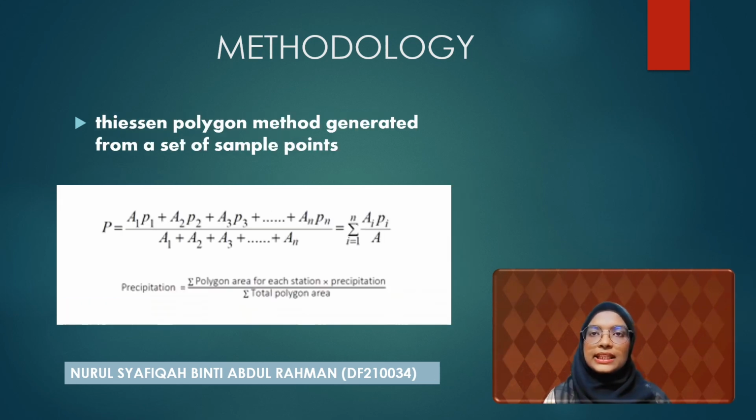The second method is the Thiessen polygon method, generated from a set of sample points such that each polygon defines an area of influence around its sample point, so that any location inside the polygon is closer to that point than to any of the other sample points. Where P is the average precipitation depth in millimeter, Pi is the precipitation depth at each station in millimeter, Ai is the sub-area at each station as polygon area, and A is the total area. That's all from me. Thank you. I will pass the presentation to the next presenter.